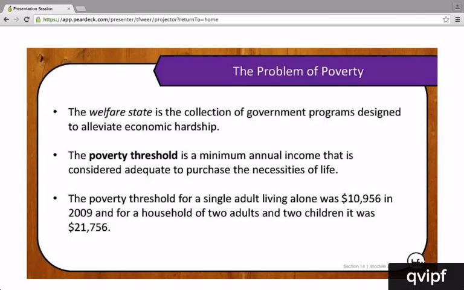And so this is considered the poverty threshold by the government, which means it's the minimum annual income that is considered adequate to purchase the necessities of life. But as living standards have risen in the United States, some people think that this number is actually too low, that actually you need to make more than the government's official poverty level to really live a decent life in the United States. So there are many good resources about poverty out there if you're interested in taking a look at this a little bit more.